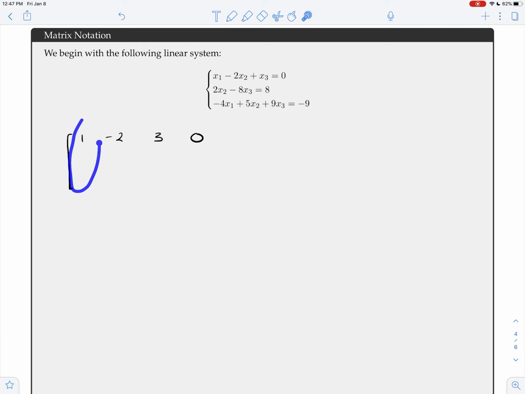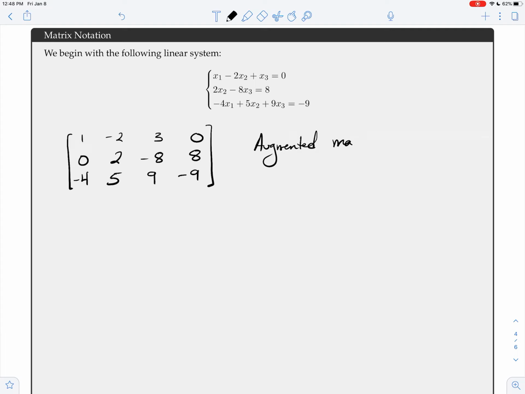And this is the x1 column, this is the x2 column, this is the x3 column, there's an imaginary equals, and this is what everything is equal to. And so we can keep going, and we can say, well, this equation has a 0x1, 2x2, and a -8x3, and it's all equal to 8. And then the last equation would be -4, 5, 9, and -9. So this is called the augmented matrix associated to our system.